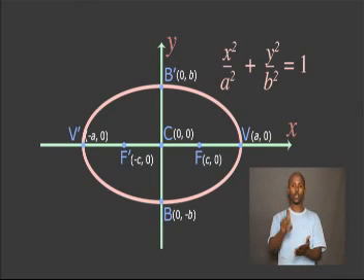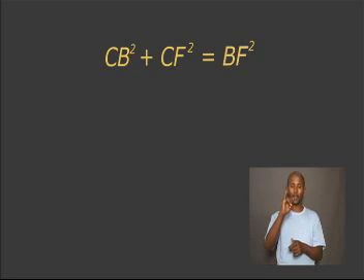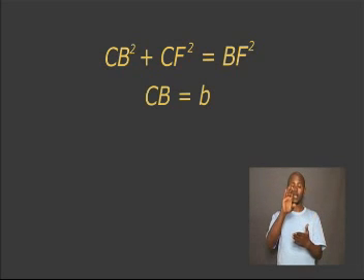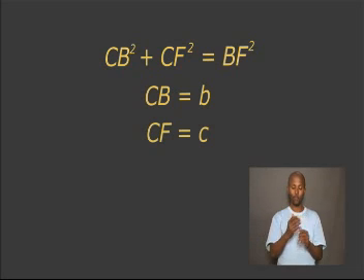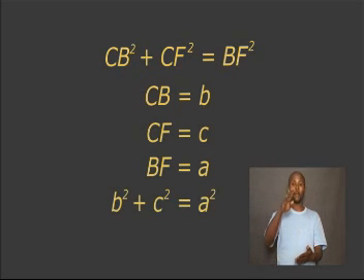This equation is derived from the right-angled triangle formed by joining B with C and F. By Pythagoras' theorem, we get CB squared plus CF squared equals BF squared. Since CB equals b, CF equals c, and BF equals a, then we get b squared plus c squared equals a squared. Students, you will use these relationships and equations in this activity.